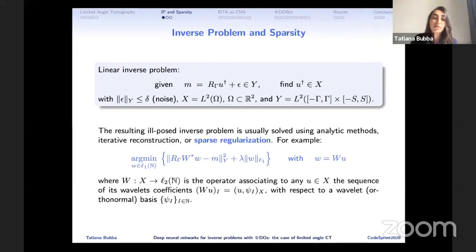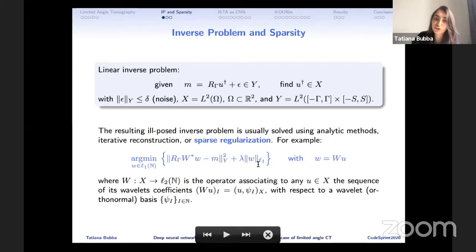And this amounts to having the following model. We want to look for the minimizer over W, where W are the wavelet coefficients of our target U. This capital W denotes the operator that associates to any U the sequence of its wavelet coefficients according to some wavelet basis. The model has one term, which is the data mismatch, some least squares like term, plus the regularization term that does regularization directly on the wavelet coefficients. Of course, this is a very specific formulation.